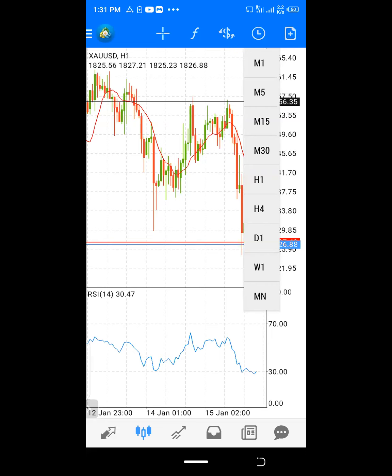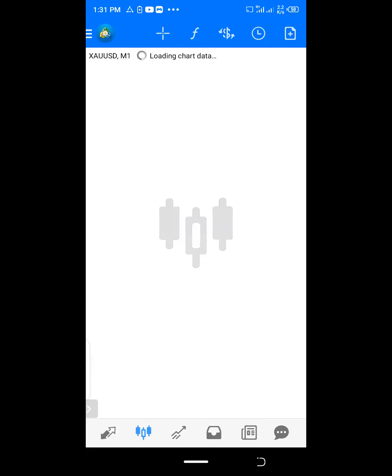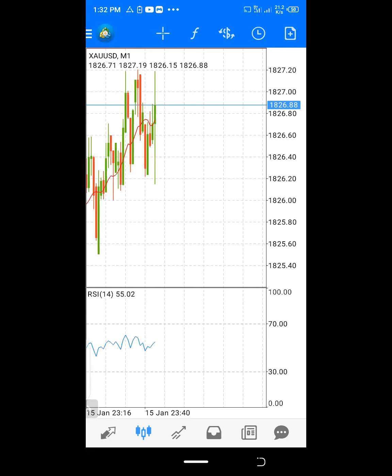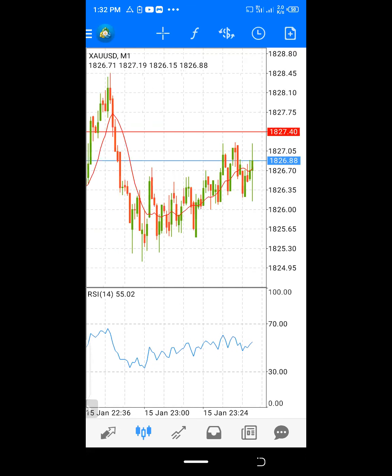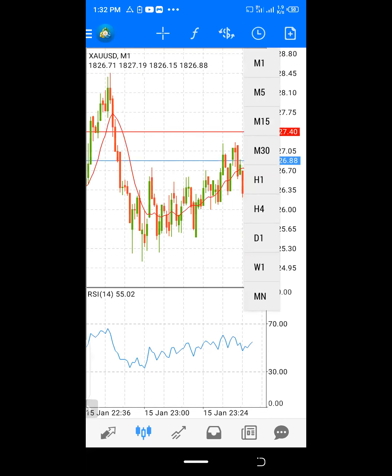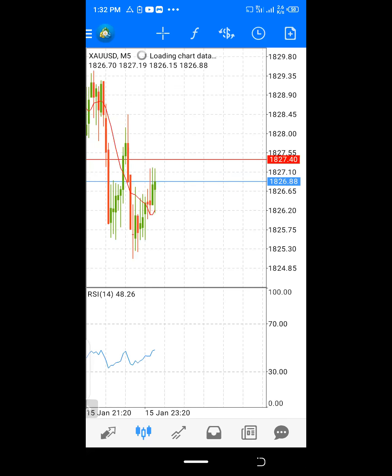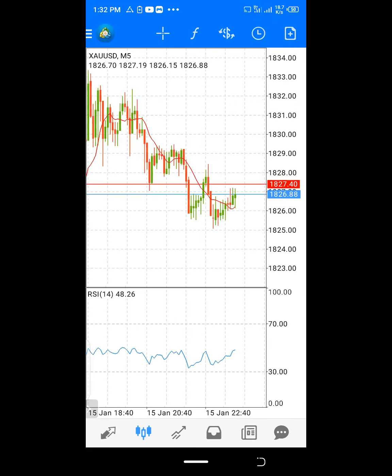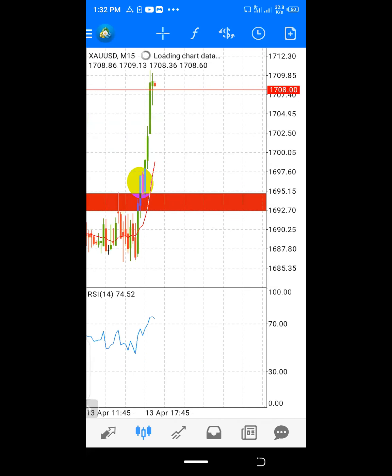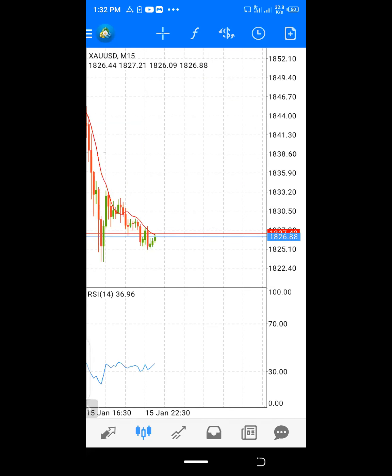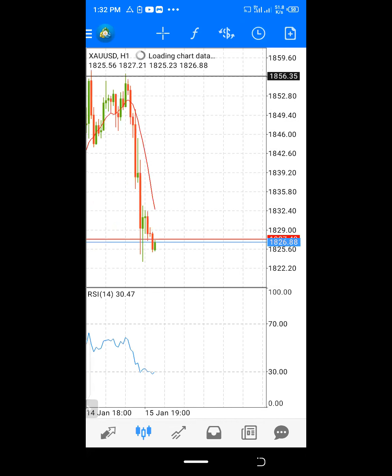Now, if I click on M1, the chart is going to load for M1. That means all the candles on this chart finish forming in 1 minute. Every candle represents 1 minute on the M1 chart. On M5, every candle represents 5 minutes. On M15, every candle represents 15 minutes. On 1 hour, every candle represents 1 hour.